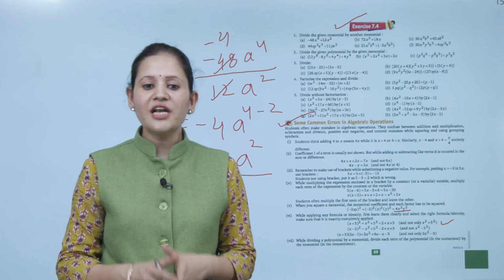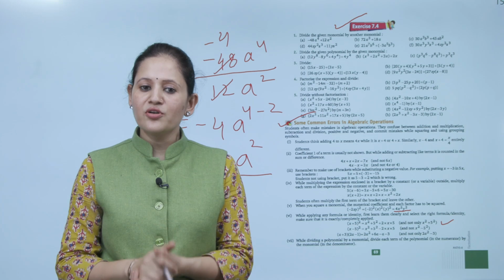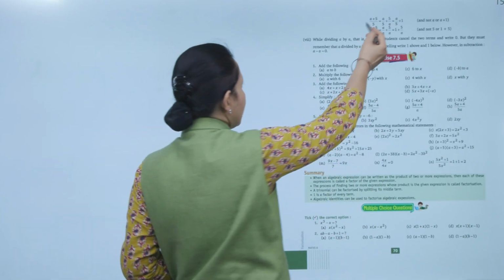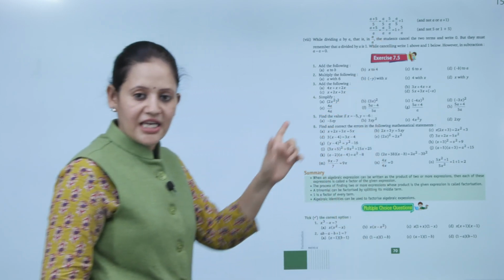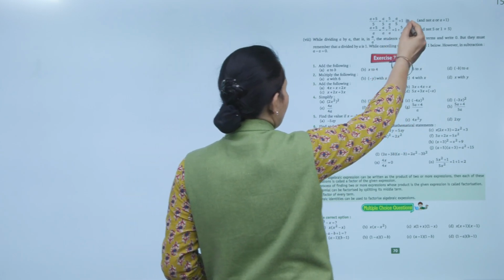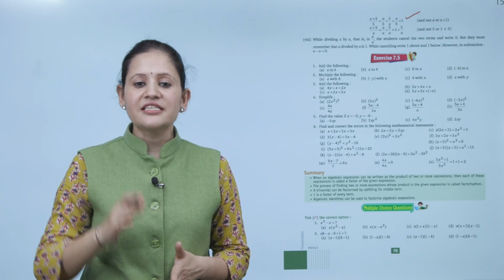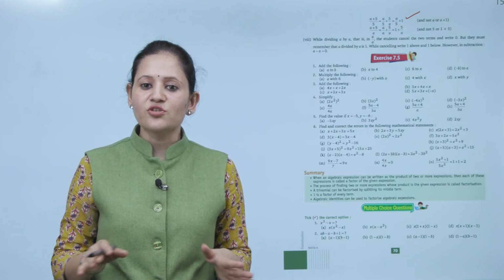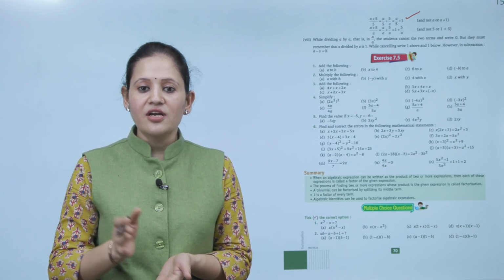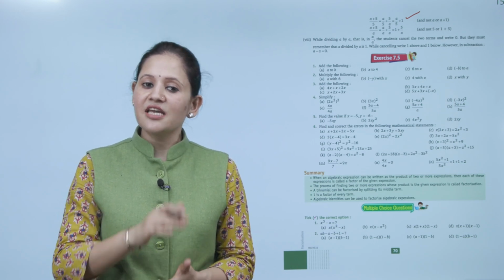Clear? Next, while dividing a polynomial by a monomial, divide each term of the polynomial by the monomial. Like here, (a plus 5) upon 5, so you have to divide a by 5 and 5 by 5. Clear? So that is equal to a upon 5 plus 1. Next, while dividing a by a, that is a upon a, students cancel the two terms and write 0. But they must remember that a divided by a is 1. While cancelling, write 1 above and 1 below. However, in subtraction, a minus a is 0.